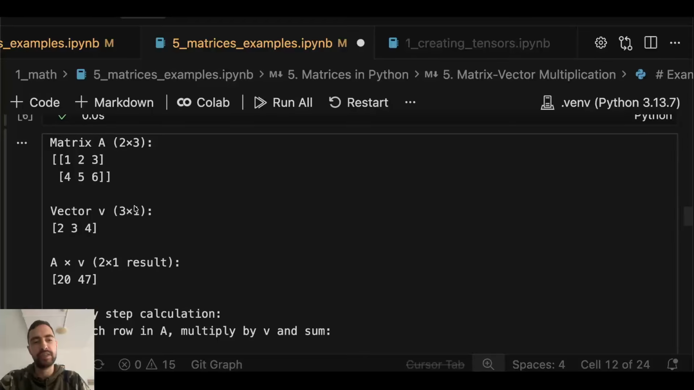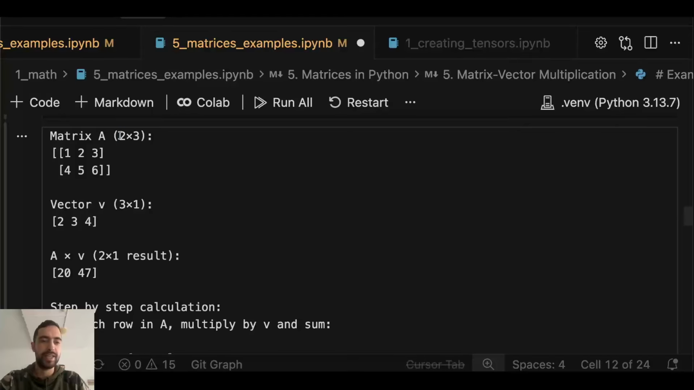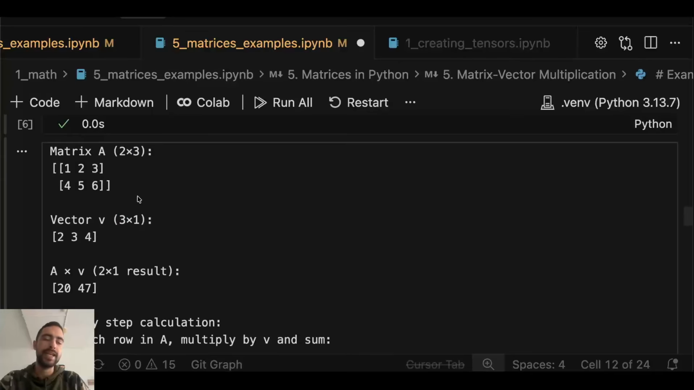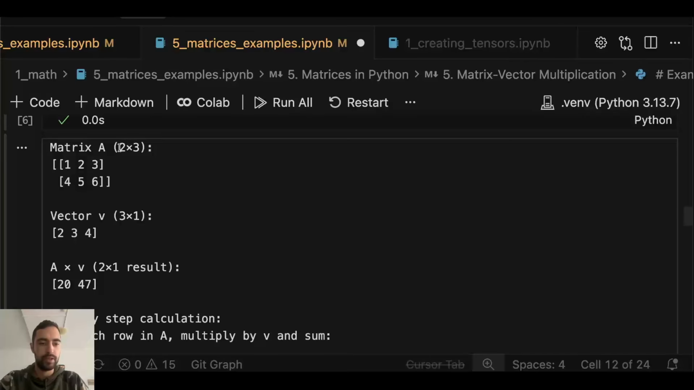Matrix vector multiplication is just like matrix multiplication. So you first need to make sure that the inner dimension is same. So 2 times 3, so this 3 must be same as this 3 times 1. In this case, you can multiply matrix A times vector V, but you cannot multiply vector V times matrix A, because then this inner dimension would not be same. So you first put this first and then this second, and then that's how you can matrix multiply it. And then the result will be 2 times 1, because the inner same dimension will cancel out.